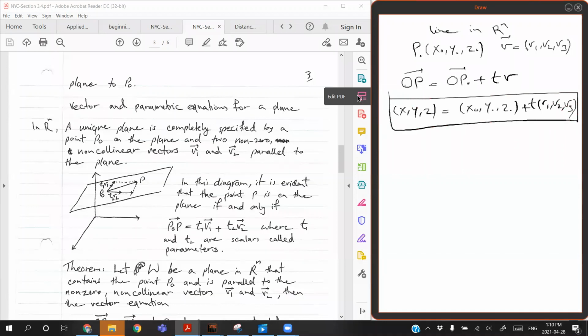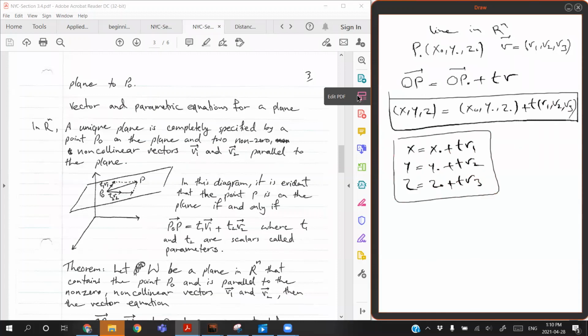If we just separate the x, the y, and the z and write them in the form of three equations like this, x0 plus tv1, y0 plus tv2, and z0 plus tv3, this is called a set of parametric equations for that line. So today we're going to look at the vector and parametric equations for a plane.